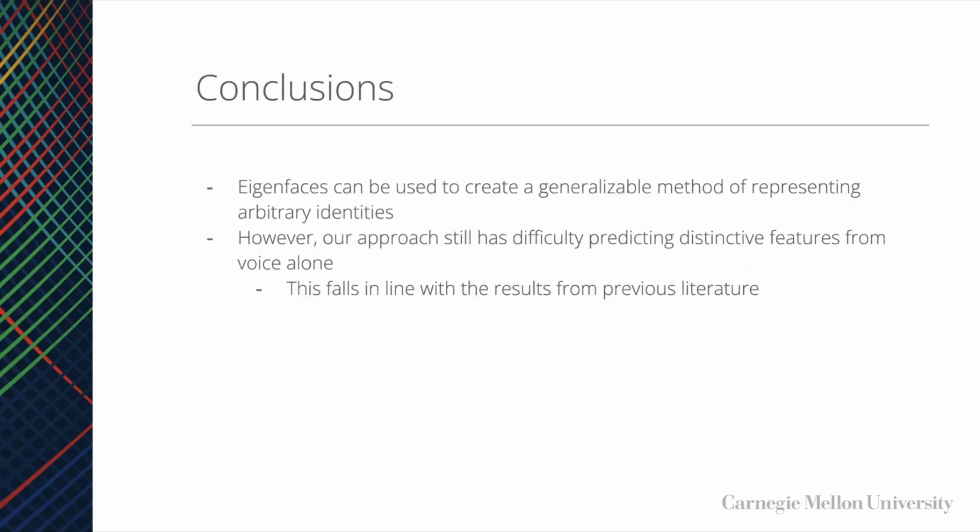So in conclusion, we were definitely able to show that eigenfaces can be used to create a generalizable method of representing any identity that might exist outside of the set used to make those eigenfaces, which is probably one of the biggest takeaways for the project. But we found that our model itself still suffers from a lot of the same issues that previous literature has suffered from, and that it has a lot of difficulty predicting some of the more distinctive features just from voice alone. It's usually able to discern more obvious things such as sex from voice, but it's not really able to determine a lot of the distinct facial features without having been exposed to very, very similar identities in the past.